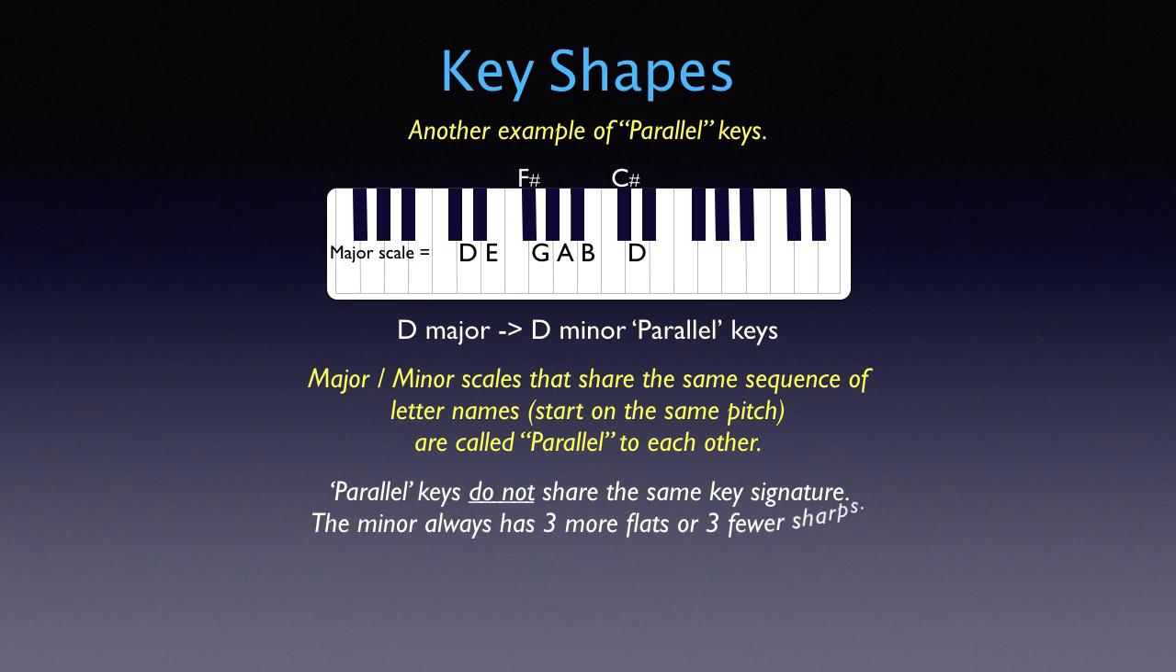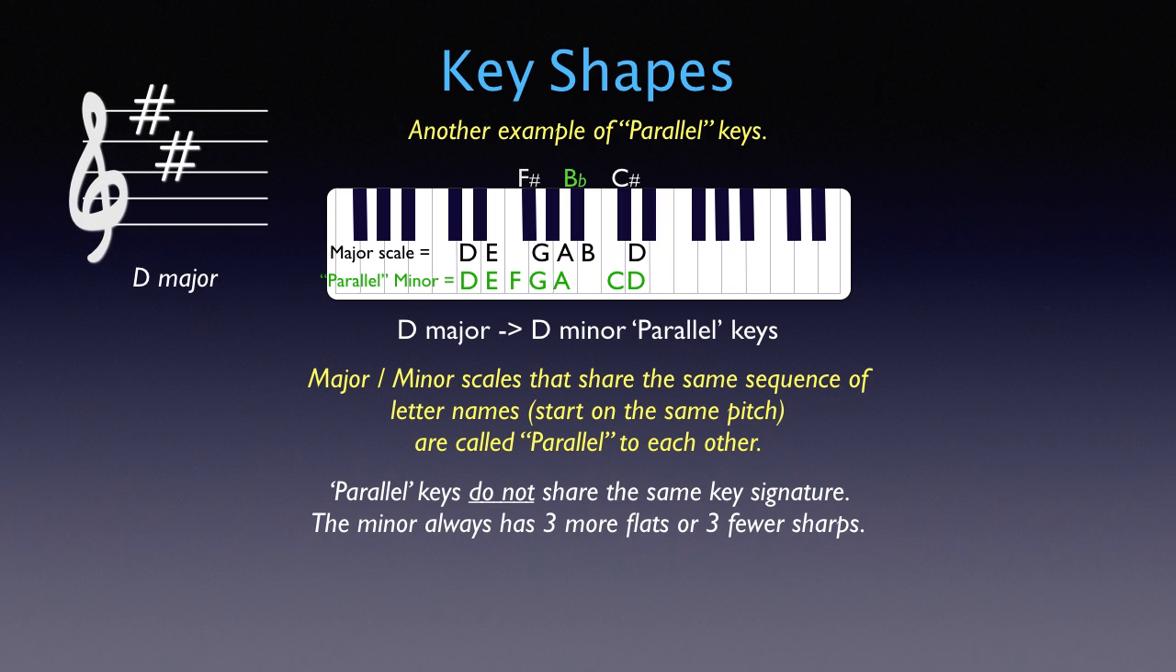Parallel keys do not share the same key signature. The minor always has 3 more flats or 3 fewer sharps because we're changing 3 notes. So for D minor, we're not going to use the F sharp. We're going to drop that a half step and use F. And the 6th is not going to be B this time. We got to drop it a half step. The 7th is not going to be C sharp. We got to drop it a half step.